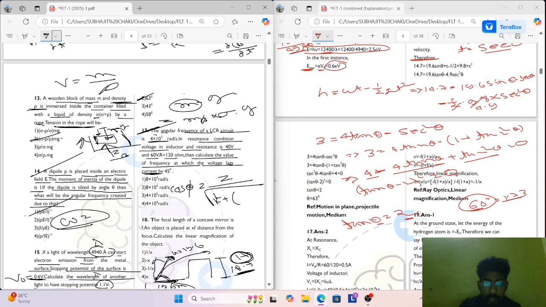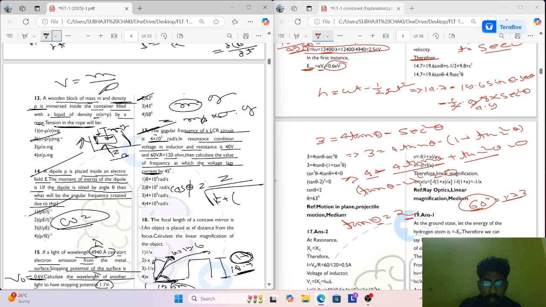Calculate the value of frequency at which the voltage lags current by 45 degree. Angular frequency is given. What is the resonance condition? At resonance condition, VL equals VC, right? The voltages of inductor and resistance are 40 volt and 60 volt, and R equals 120. At resonance condition, XL equals XC, as I told you. I is equal to VR by R. VR is given as 60, and the resistance is 120. That means you will get I equals 0.5.